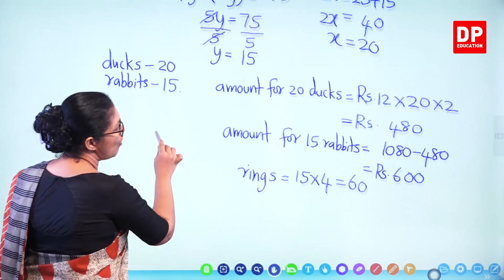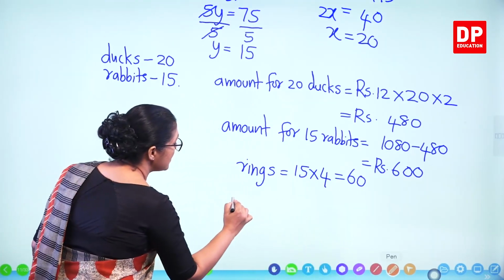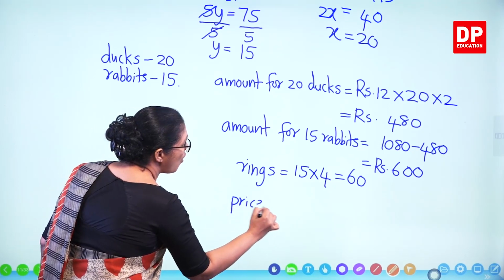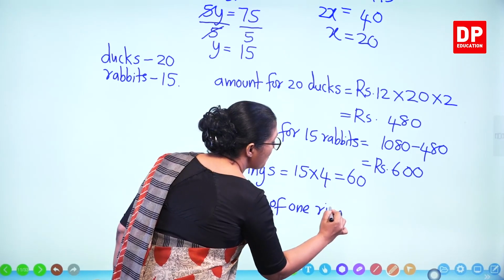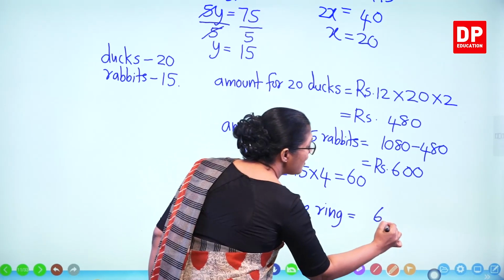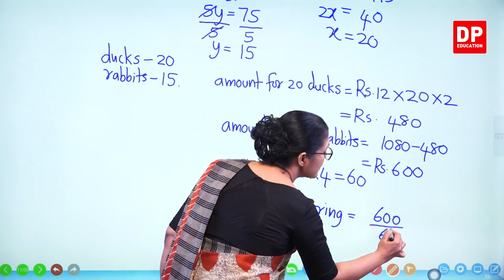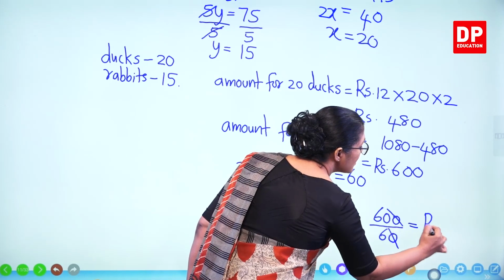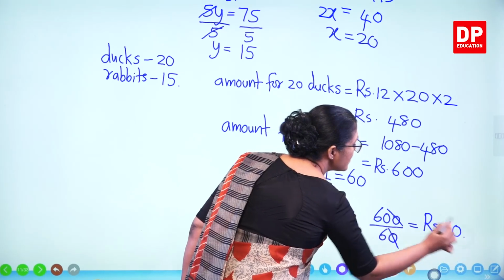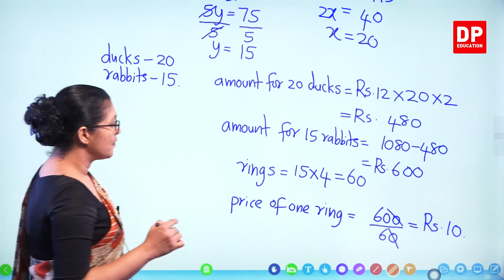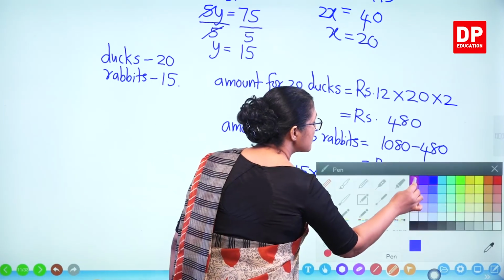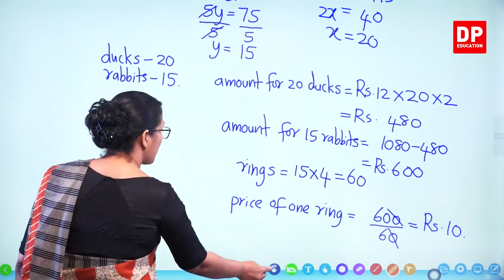So what's the price of one ring for a rabbit? Price of one ring becomes 600 divided by 60. 10 rupees for one ring for a rabbit. So we'll see how many marks and how you get the marks here.